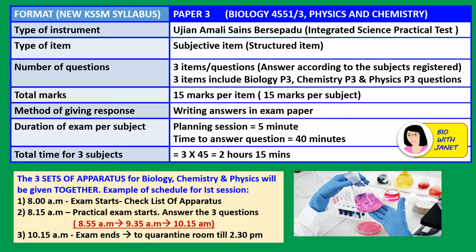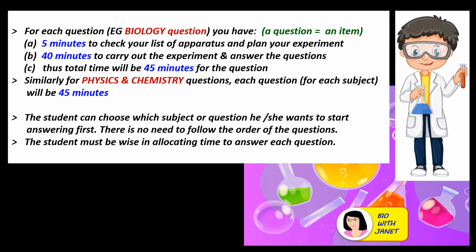All right, our main aim is to go into the question, to try the sample question. So for each question, for example, biology question, you have 5 minutes to check your list of apparatus and plan your experiment, and 40 minutes to carry out the experiment and answer the question. So basically the total time will be 45 minutes for each question, right? And same for physics and chemistry. Each question is 45 minutes.